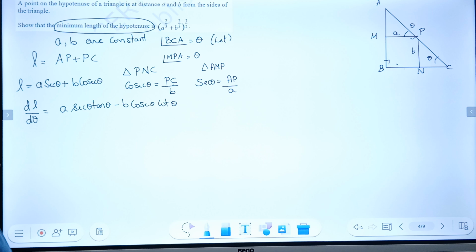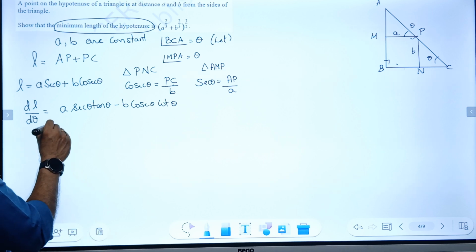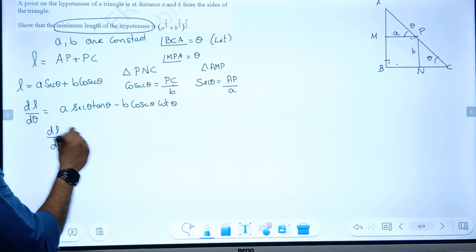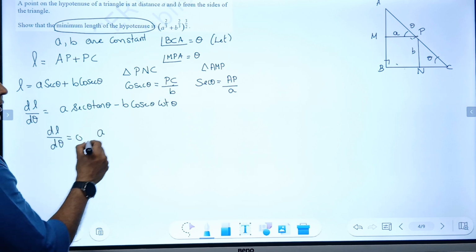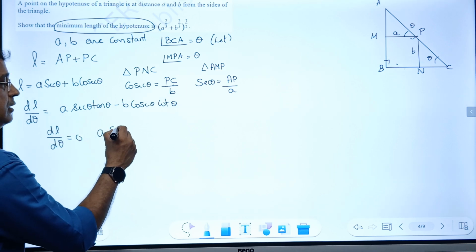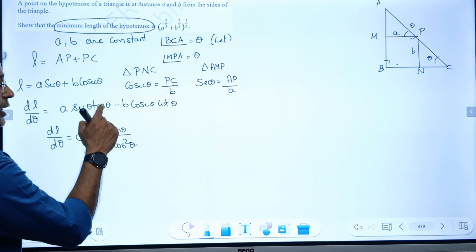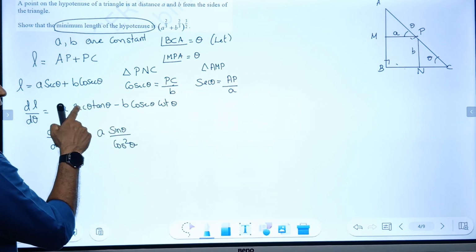Okay. Now I am going to equate it to 0. I am going to find the critical point. I will get A, this is sine theta by cos square theta. How did I get that? Tan is sine by cos, secant is 1 by cos.